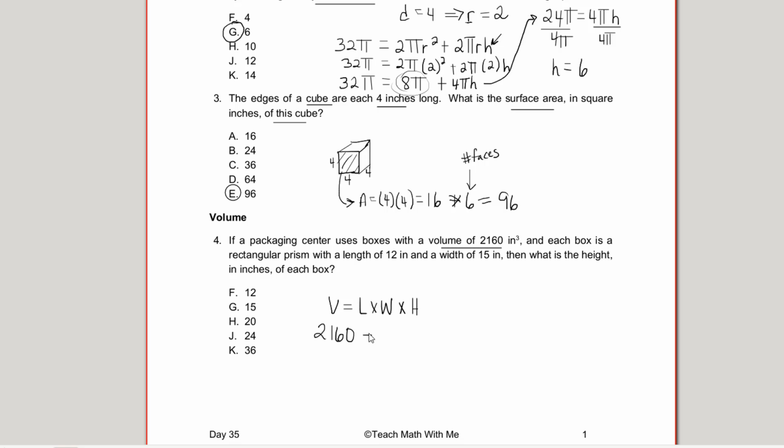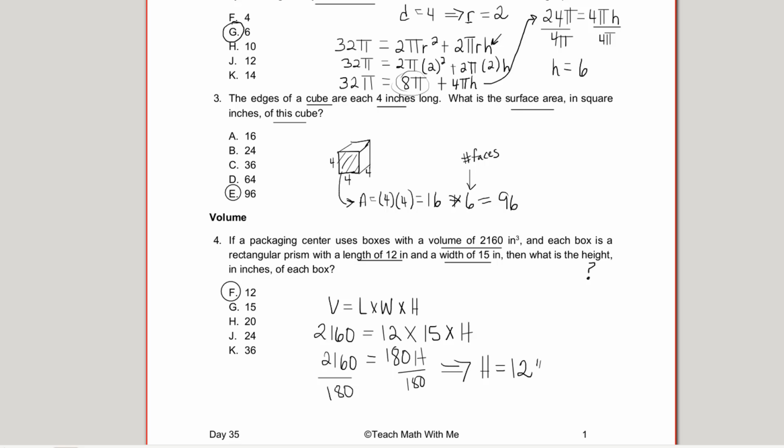We're going to just plug in what we know. A length of 12, a width of 15, and we don't know what h is, and that's our unknown. That's what we're looking for, so we're going to solve for h. So we have 2160, 12 times 15 is 180h. Let's divide through by this 180 to solve for h. We have 2160 divided by 180 is equal to h, so h is 12. We have a height of 12 inches, and that is answer choice F.